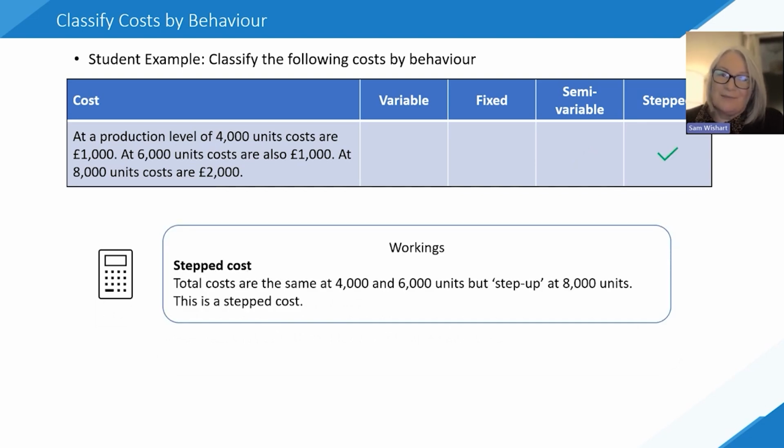So thank you for that. No need to do any calculations. We can see that that cost has remained level for 2 levels of activity, and then it's jumped up at the 3rd level of activity, indicating it's a stepped cost.